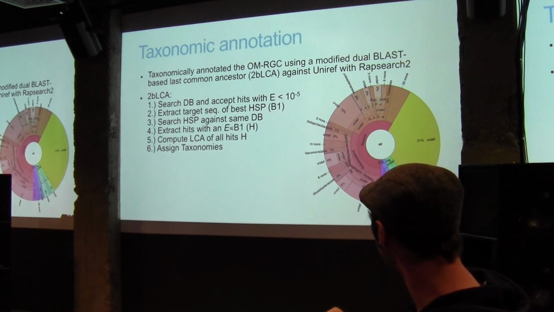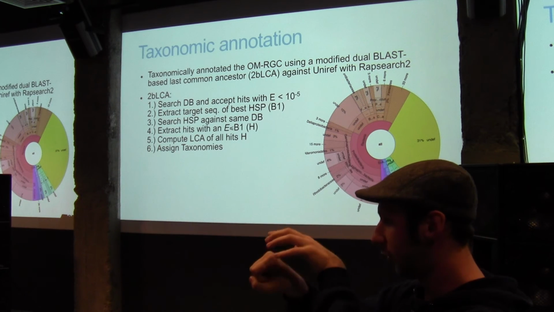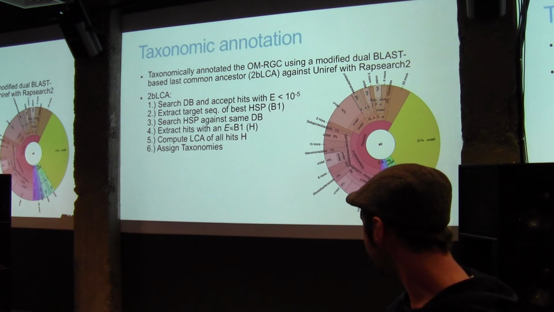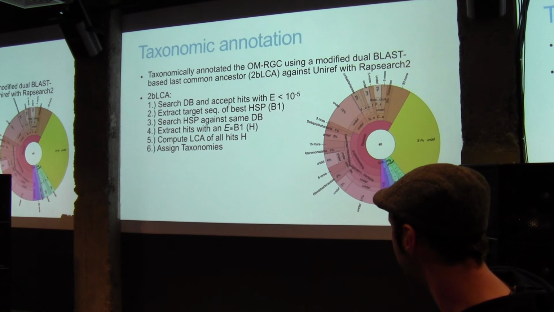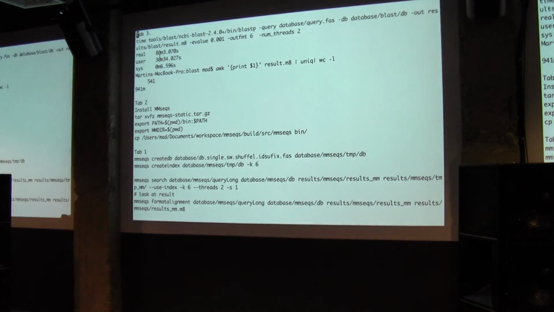And then you extract every hit that has a better e-value than the e-value you could find before of this fragment. And then you start to compute the LCA. So this is already a quite complex flow. And I can show you that with MMseqs.